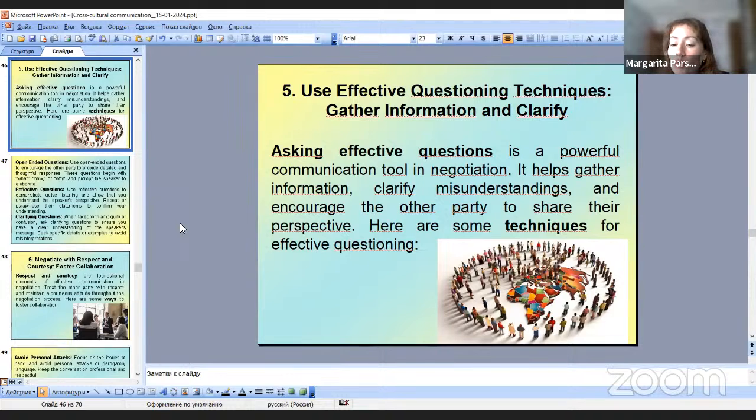Also we have spoken about how asking effective questions is a powerful communication tool in negotiation. It helps to gather information, clarify misunderstandings, and encourage the other party to share their perspective. What can be the techniques for effective questioning?